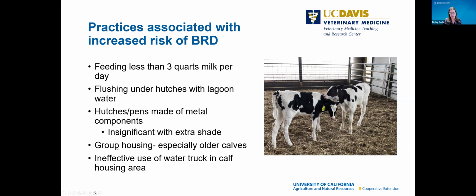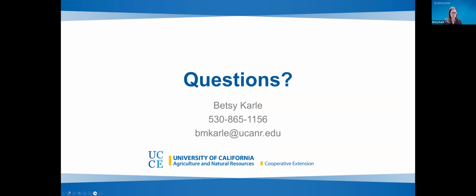Group housing, I think we still have a lot to figure out when it comes to group housing. Obviously, there are benefits to group housing that we'd like to capture, but respiratory disease really does remain a challenge in those systems. And then the ineffective use of a water truck or increased dust in the calf housing area is definitely low-hanging fruit that can be managed to decrease respiratory disease.